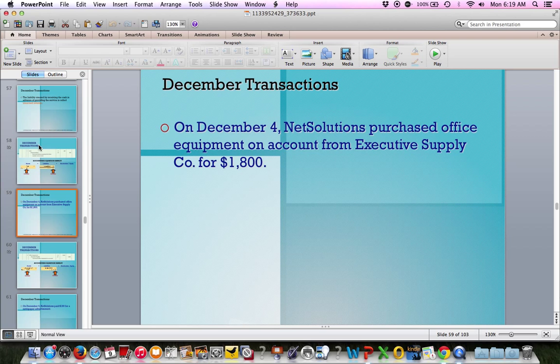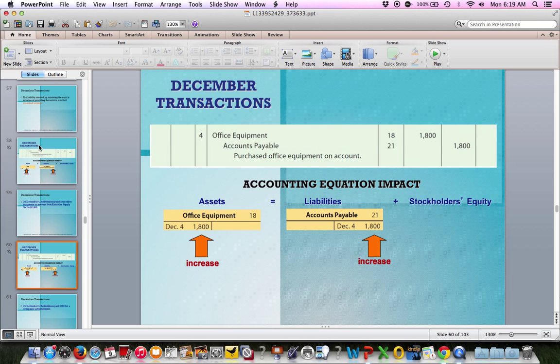On December 4th, they purchased office equipment on account from Executive Supply of $1,800. So on account again means we're taking possession of the asset now, but we'll pay for it later. So you can see we're going to debit office equipment, which is an asset, and credit account payable, which is a liability.